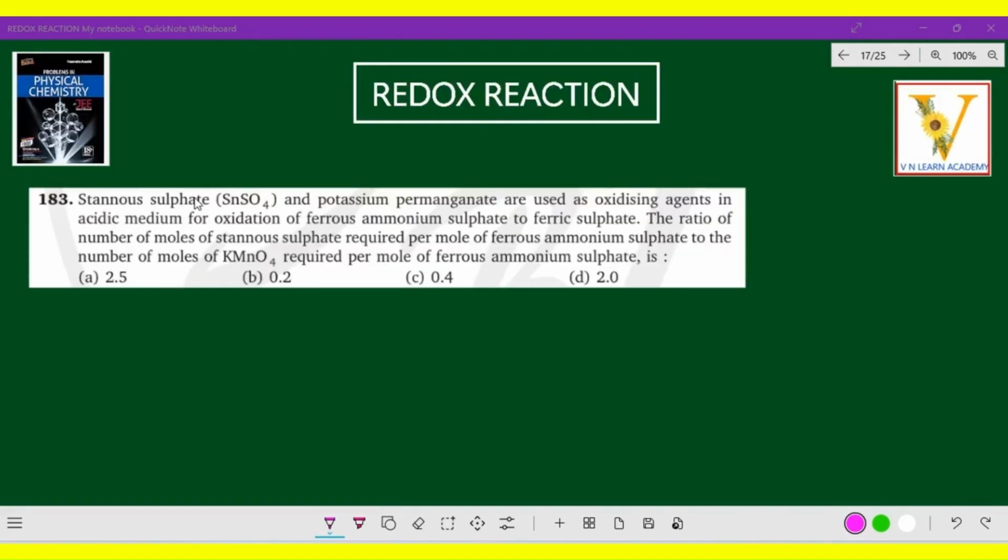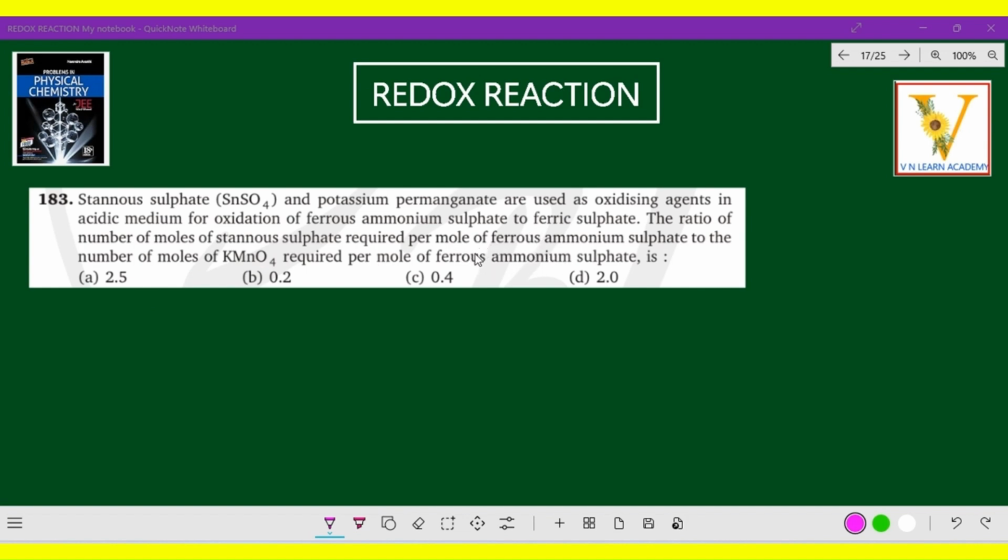The next question: stannous sulphate and potassium permanganate are used as oxidizing agents in acidic medium for oxidation of ferrous ammonium sulfate (FAS) to ferric sulfate. The ratio of the number of moles of stannous sulfate required per mole of FAS to the number of moles of KMnO4 required per mole of ferrous ammonium sulfate.